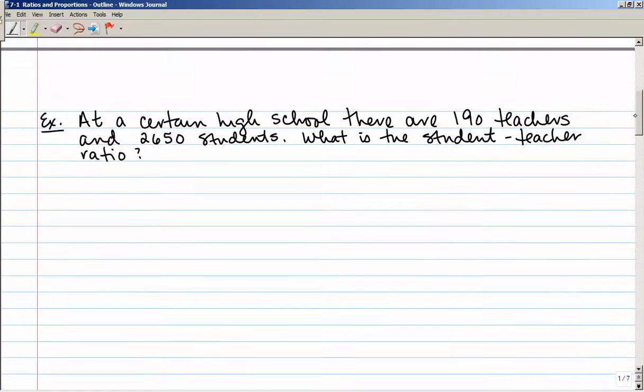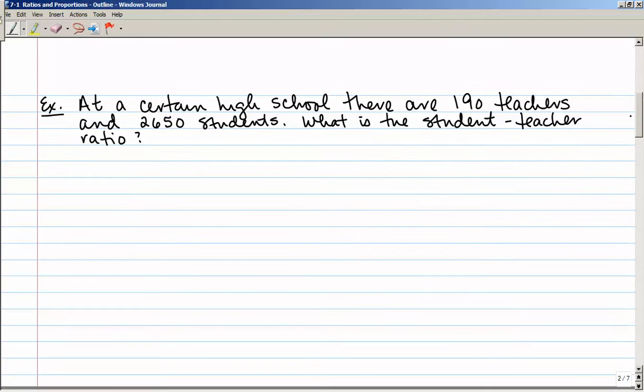Let's take a look at an example here that uses a ratio. At a certain high school, there are 190 teachers and 2,650 students. What is the student-teacher ratio? In other words, for how many students are there for each teacher? So I need a ratio of students to teachers. So there are 2,650 students and 190 teachers.